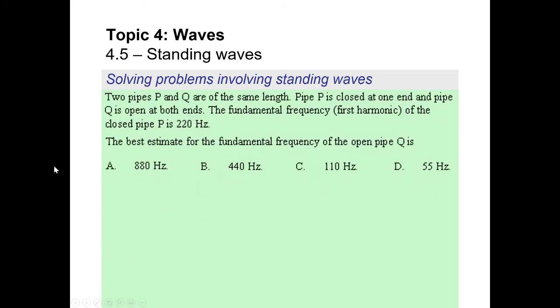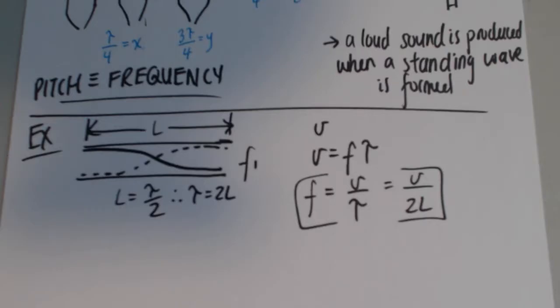All right, let's try this. Two pipes, P and Q, are of the same length. Pipe P is closed at one end and pipe Q is open at both ends. The fundamental frequency, first harmonic, of the closed pipe P is 220 Hz. The best estimate for the fundamental frequency of the open pipe Q is, and there we have a bunch of options. So let's go to the page and work this out.